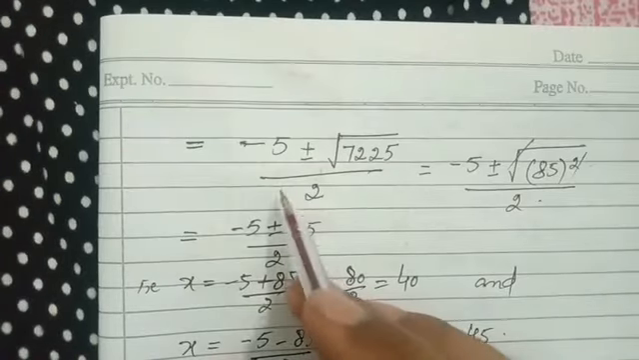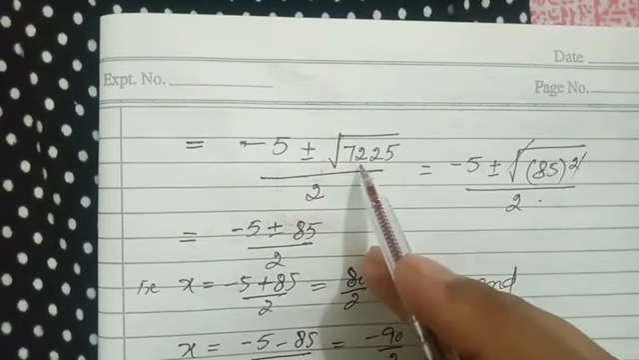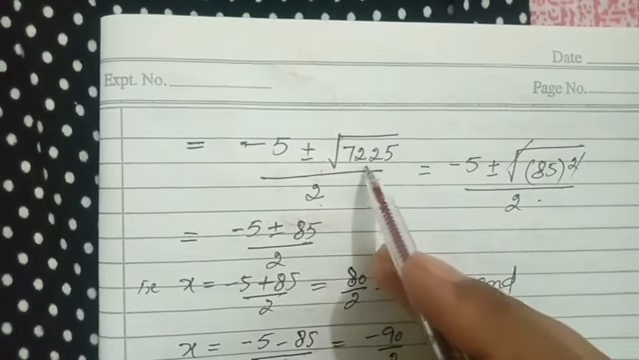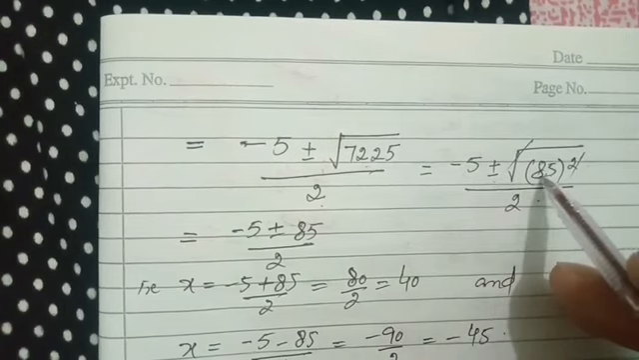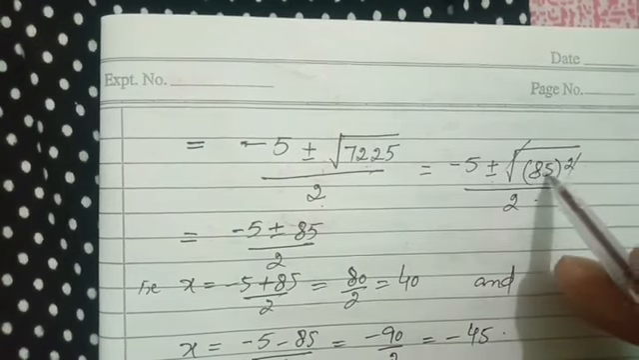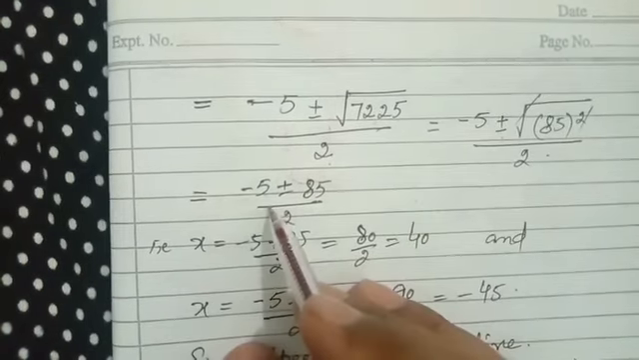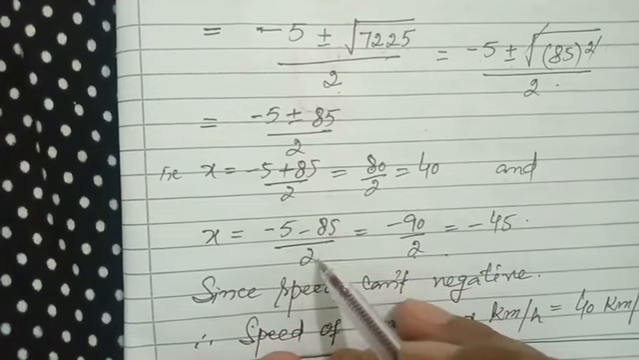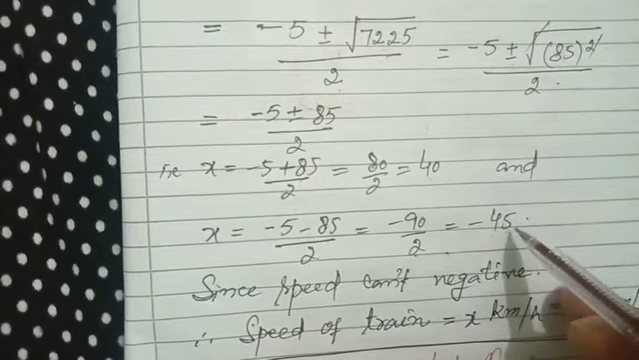Now minus 5 plus minus root, here I will do addition, I will get 7225 divided by 2. This is the square of 85. Minus 5 plus minus 85, because 85 square is equal to 7225. Square and root cancel, I will get this value. Now I will take the first plus value and then the negative value. Finally I will get 40 and minus 45.